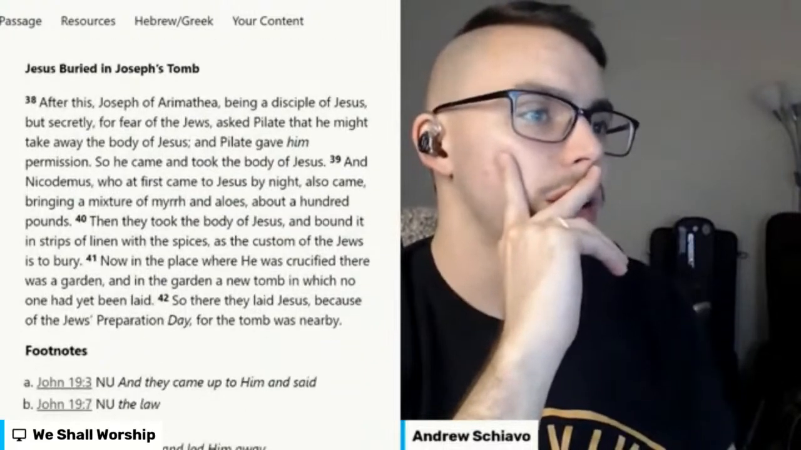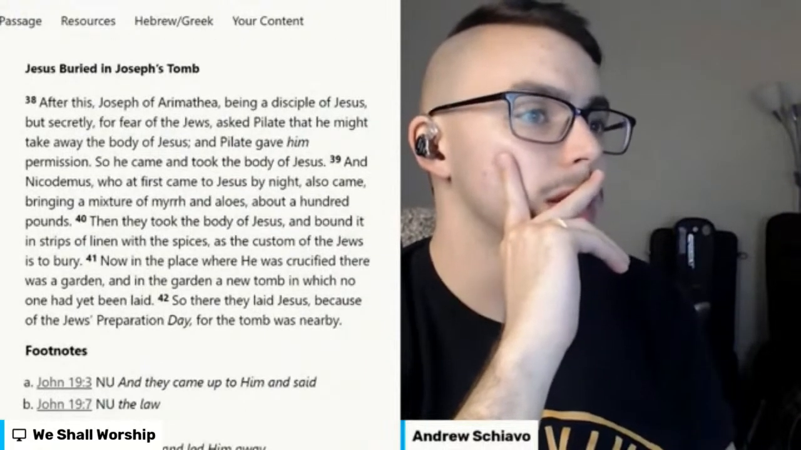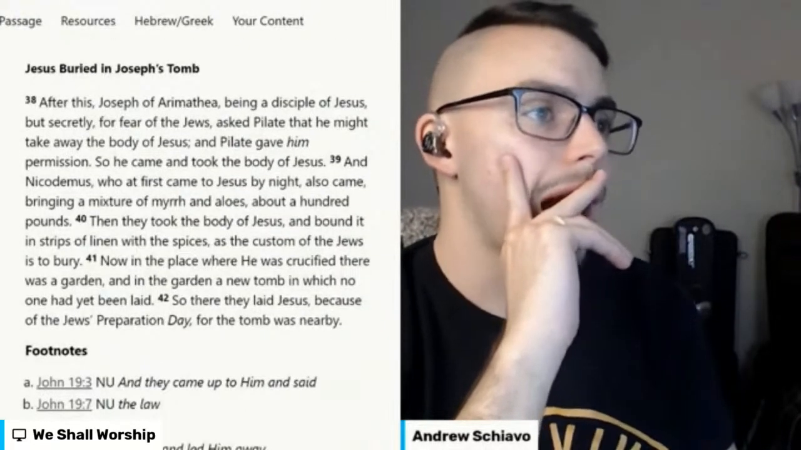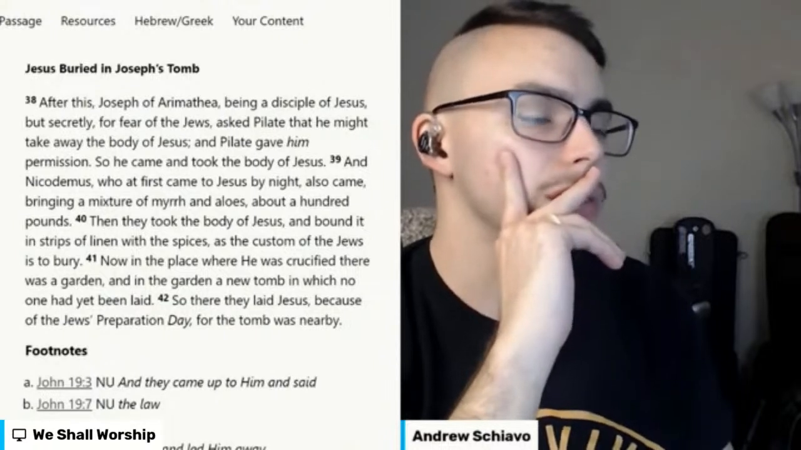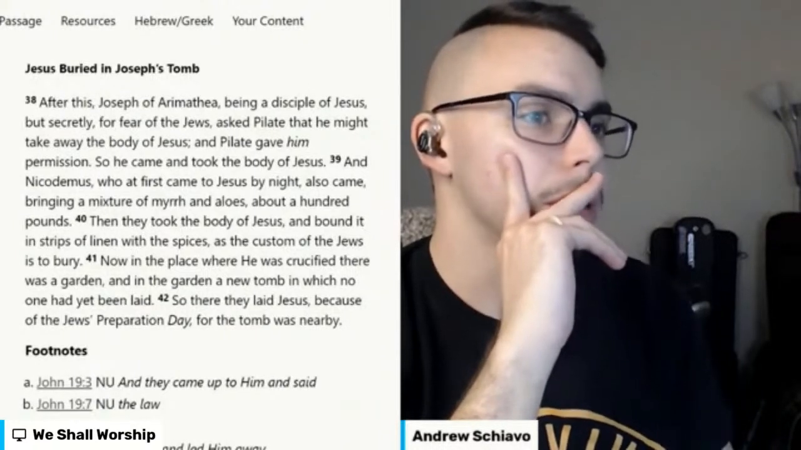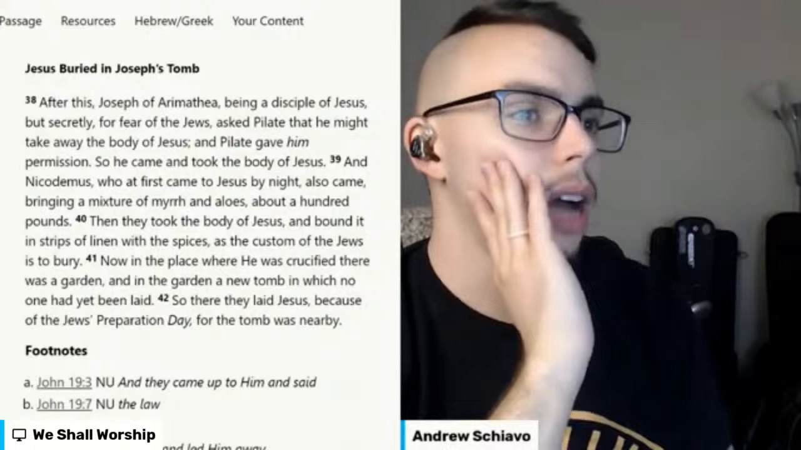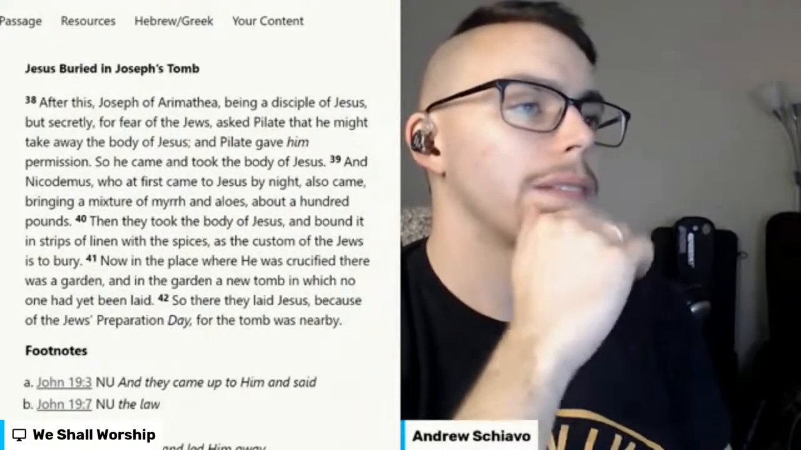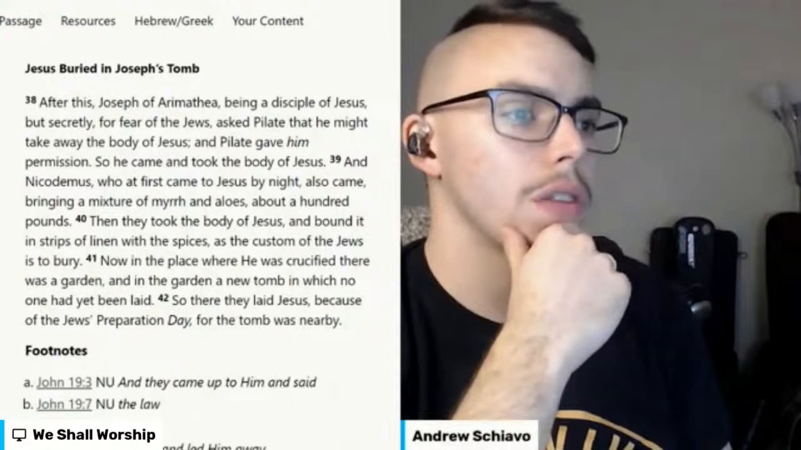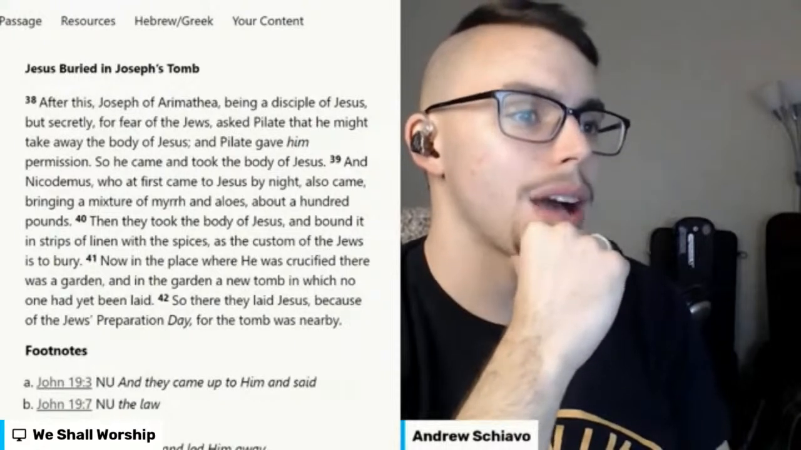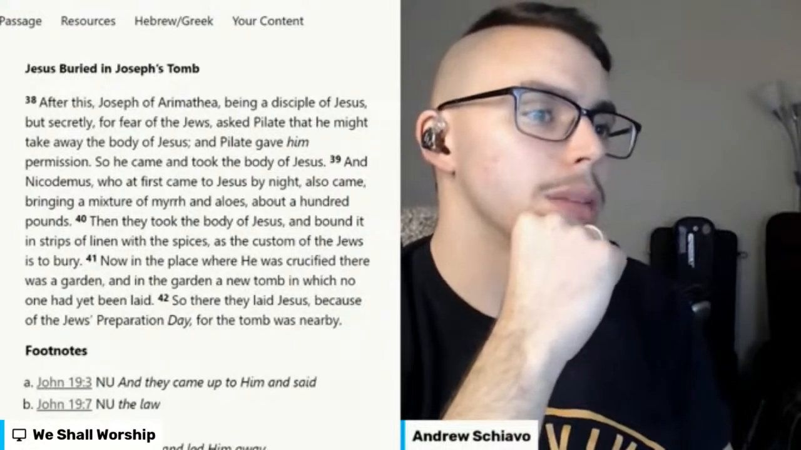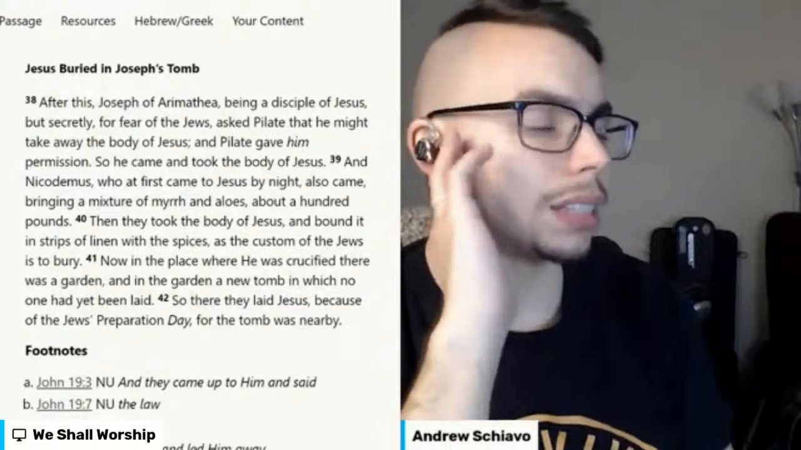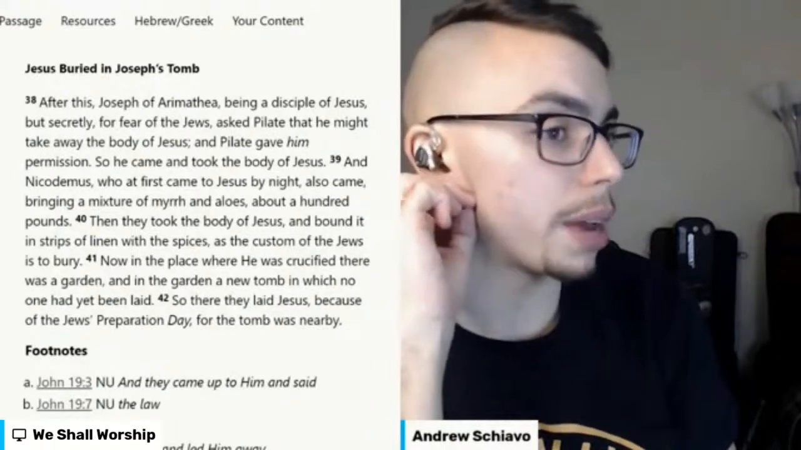After this, Joseph of Arimathea, being a disciple of Jesus, but secretly for fear of the Jews, asked Pilate that he might take away the body of Jesus, and Pilate gave him permission. So he came and took the body of Jesus, and Nicodemus, who at first came to Jesus by night, also came bringing a mixture of myrrh and aloes, about 100 pounds. Then they took the body of Jesus and bound it in strips of linen with the spices, as the custom of the Jews is to bury.